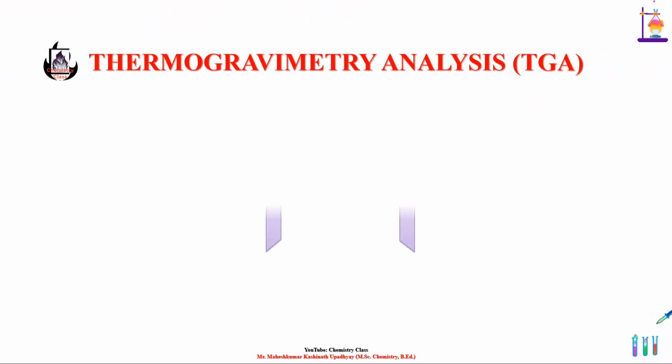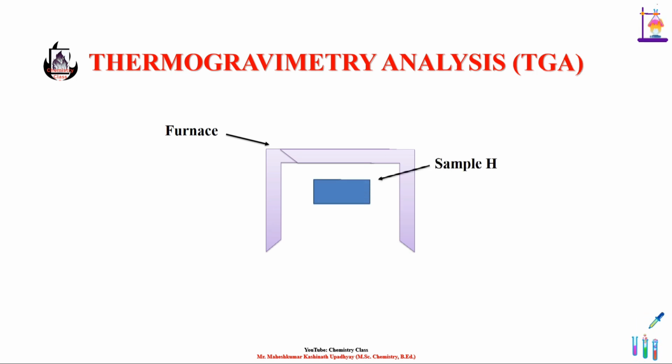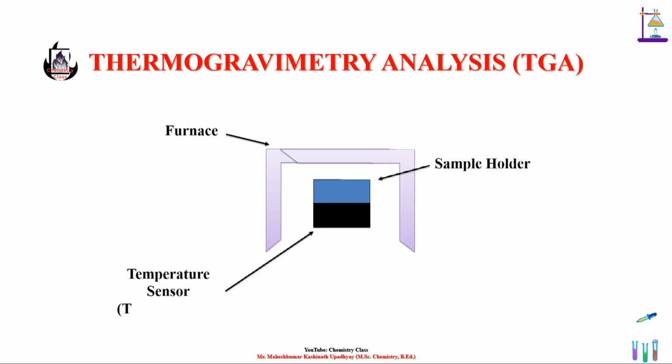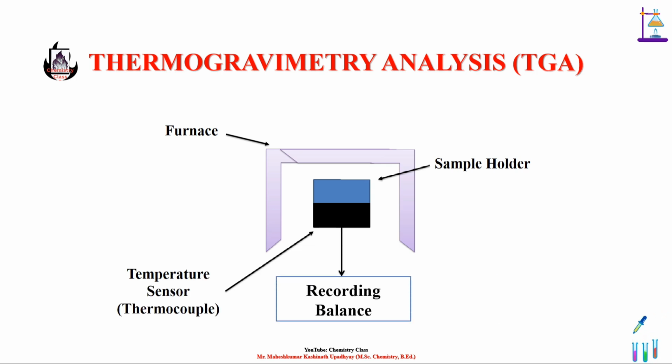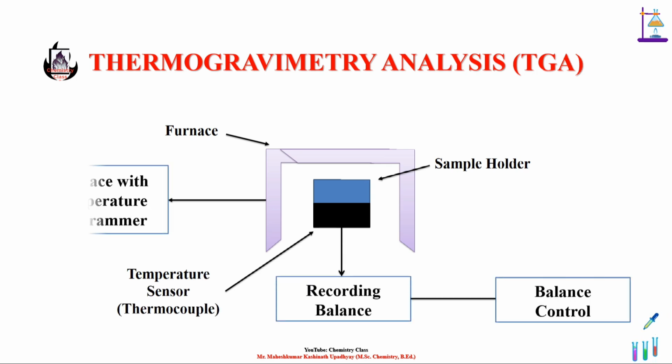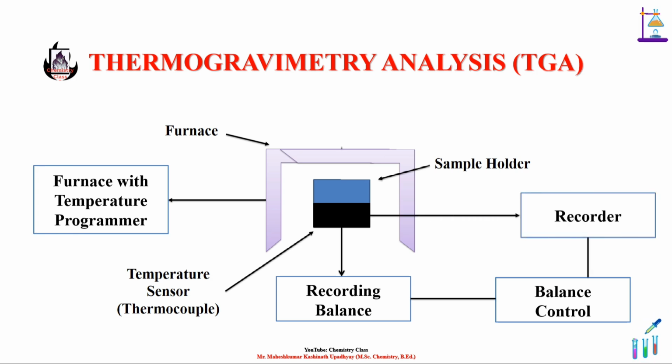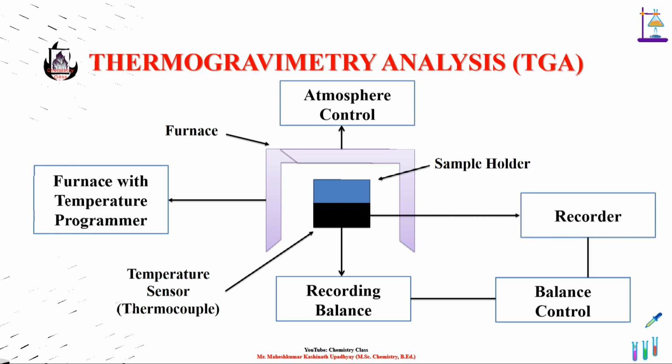The TGA instrument has 5 key components: furnace, sample holder coupled with temperature sensor, also known as thermocouple, analytical balance, furnace with temperature programmer, recorder, and atmosphere control. Let us start with instrumentation of TGA.